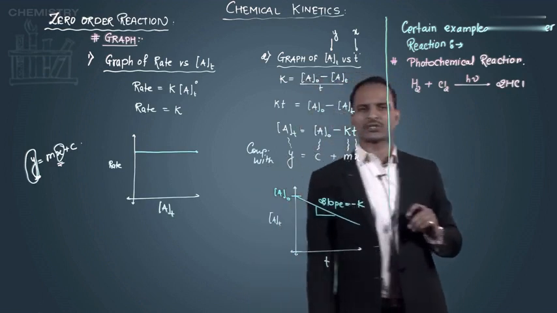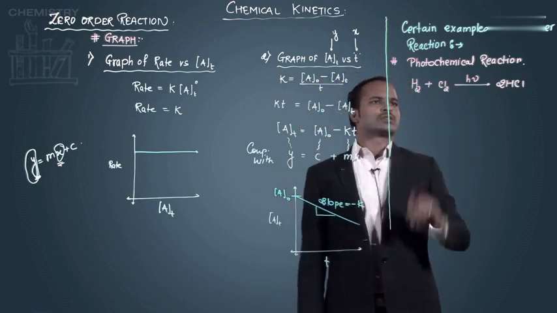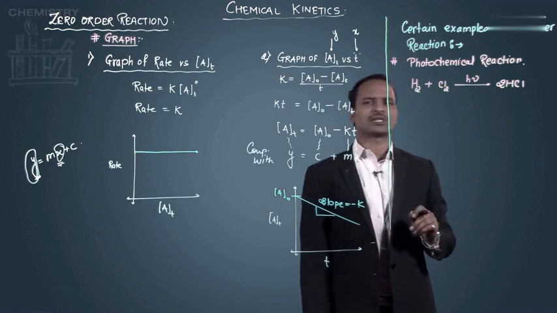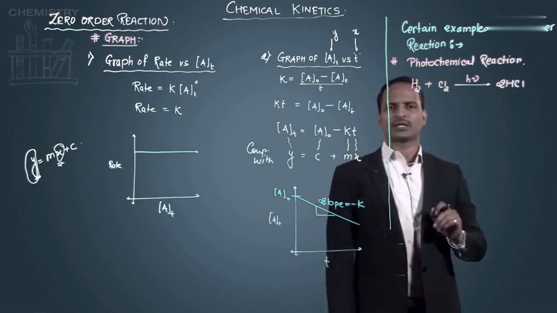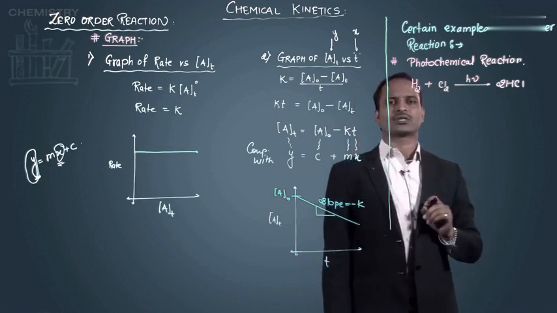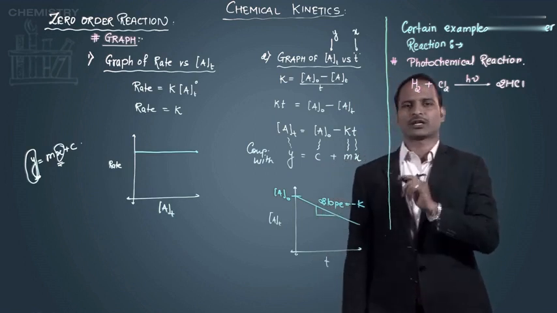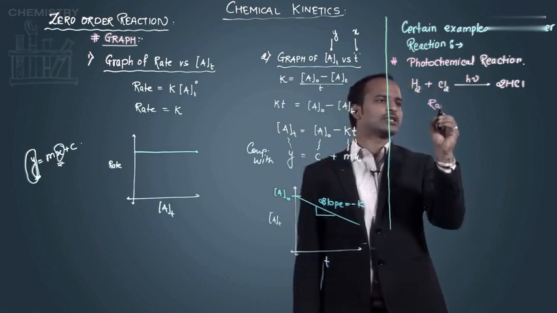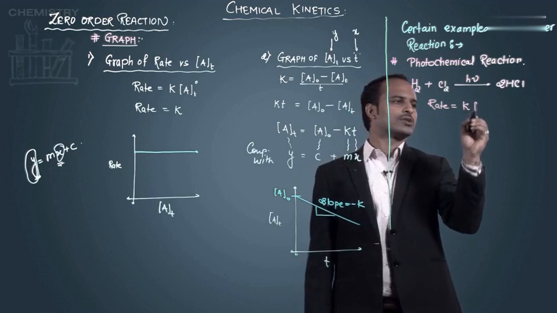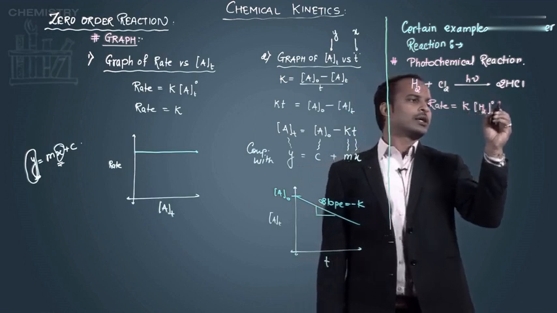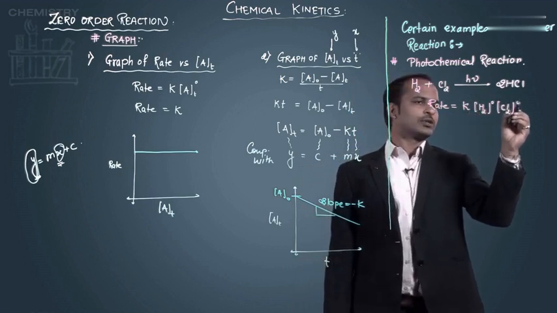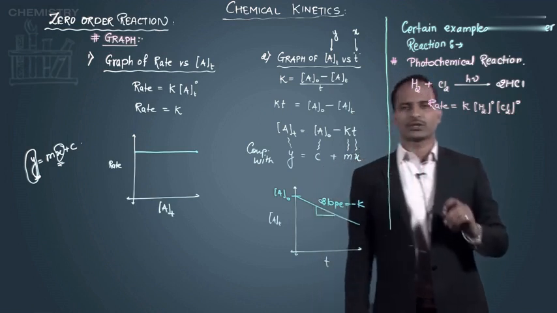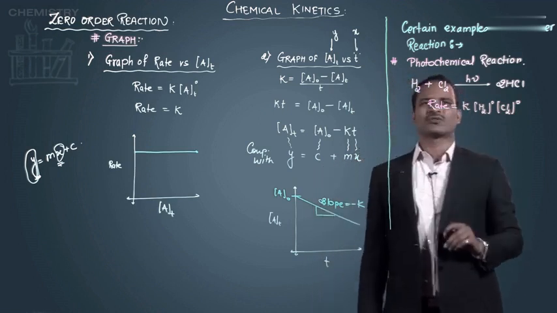h nu is the energy associated with the photon. So H2 plus Cl2 gives HCl. This is the photochemical reaction. The rate of a photochemical reaction does not depend upon the concentration of reactant. If I am writing the rate law here, then I will say rate is equal to k into the molar concentration of H2 raised to 0 as well as Cl2 raised to 0. It means the rate is independent of the initial concentration of reactant.